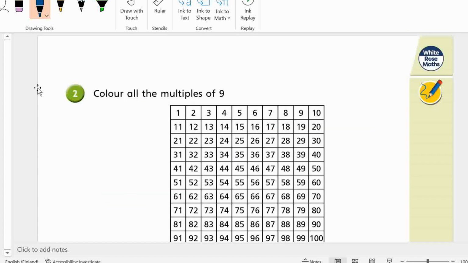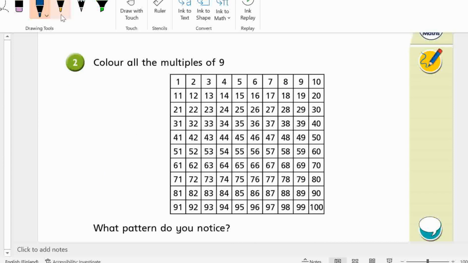Right, let's move on. Colour in the multiples of 9. So basically the 9 times table. Right, I'm going to use my highlighter. What do I colour in first? 9, okay. Next. 18, starting to see a pattern. Next. 27, do you see the pattern? 36, it's a diagonal. 45, good.